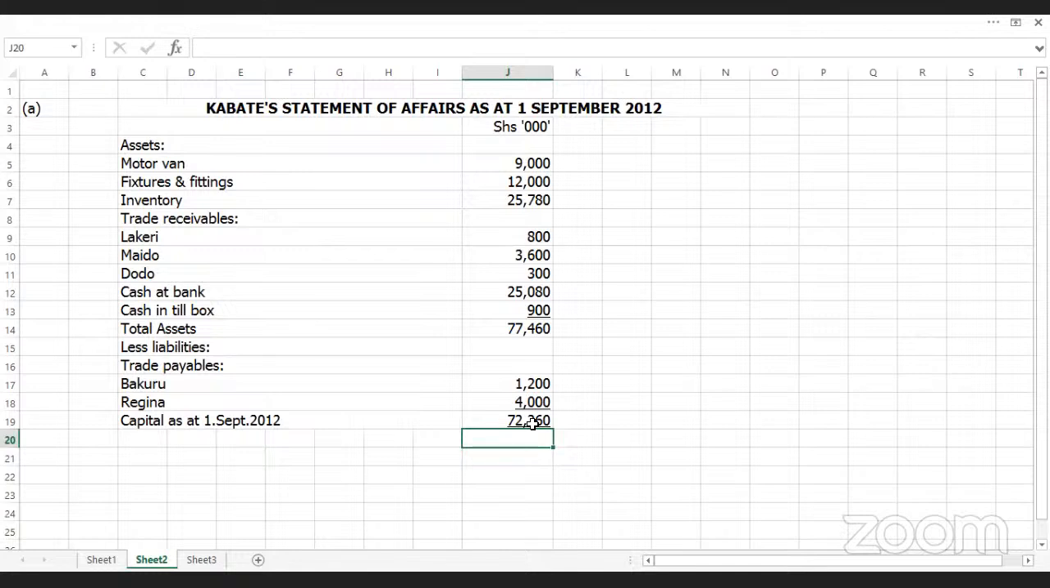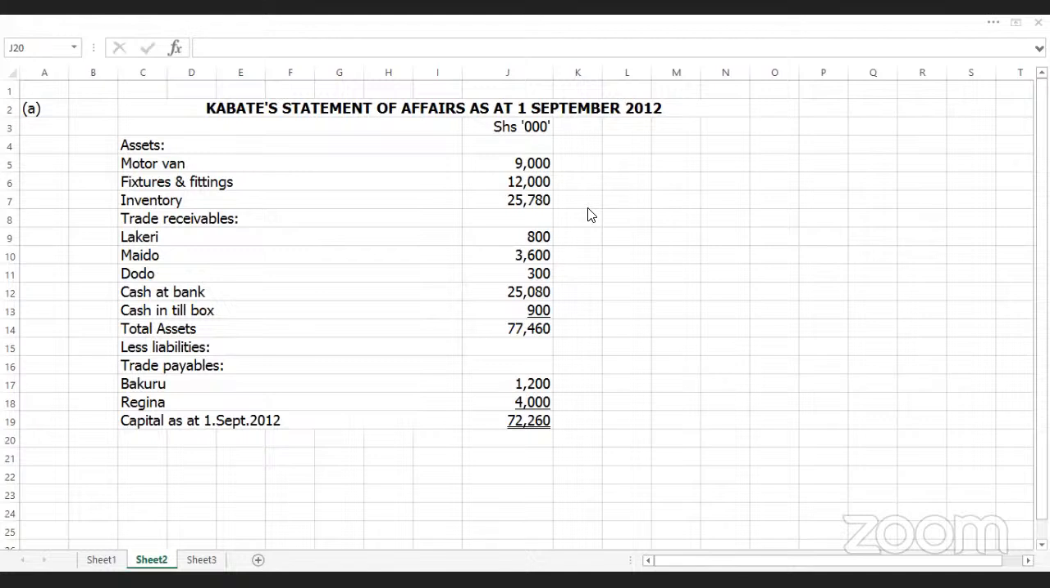So whenever you are asked to come up with a statement of affairs, you list the assets of the business, then you list its liabilities, then you get the opening capital. The statement of affairs is always prepared to arrive at the opening capital of the business. So that is the statement of affairs as at 1st September 2012. By preparing that, we have arrived at the opening capital of Kabate. That capital is not given, so that's how you arrive at it.